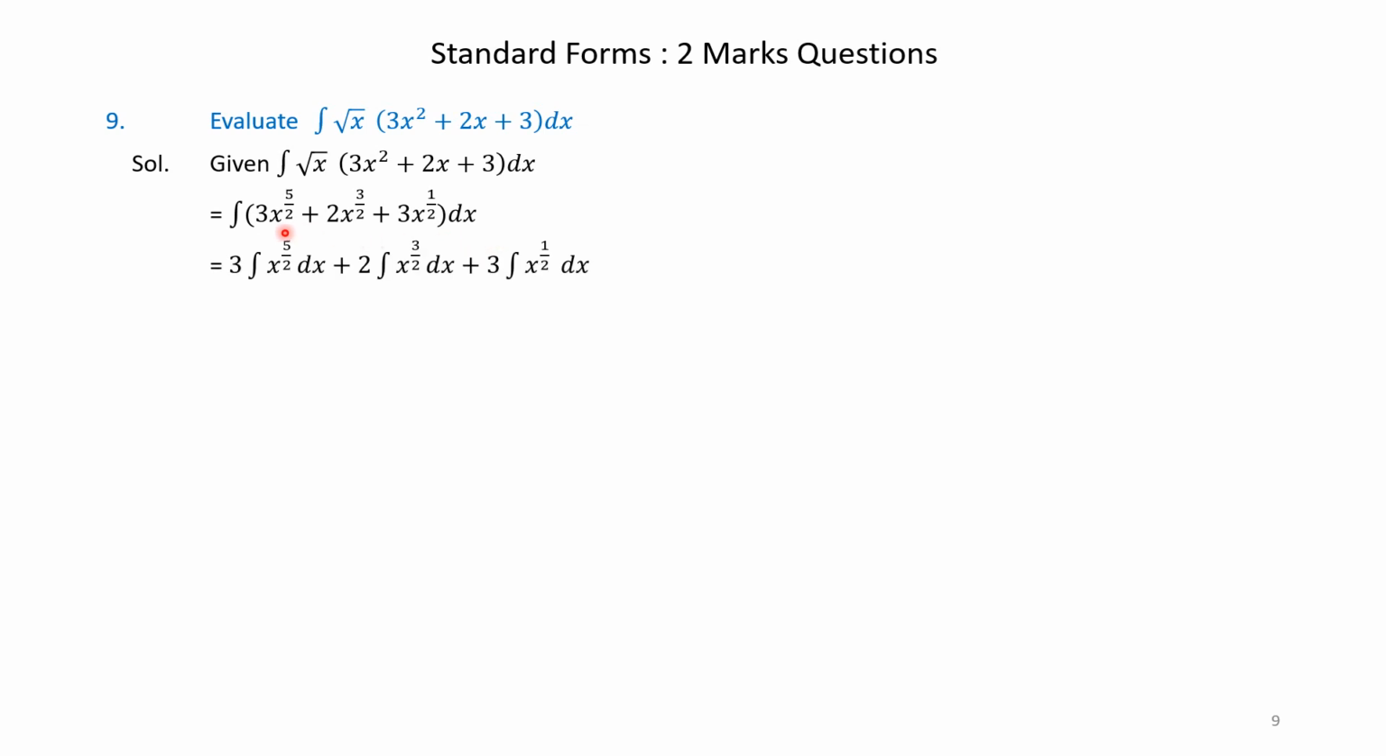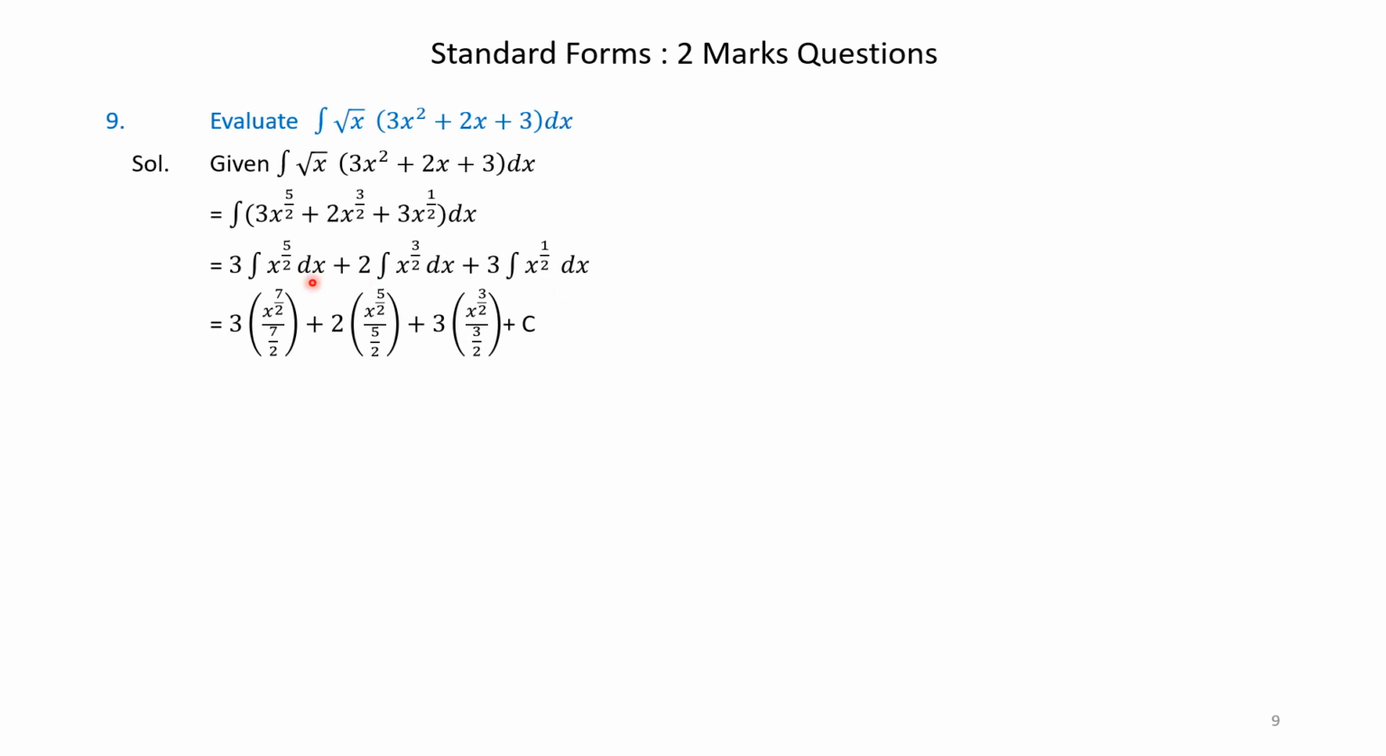So the coefficients or the constants are taken outside. Therefore, 3 is taken outside: integral x to the power of 5 by 2 into dx plus 2 into x to the power of 3 by 2 into dx plus 3 into integral x to the power of half into dx. Therefore, now we have to integrate.